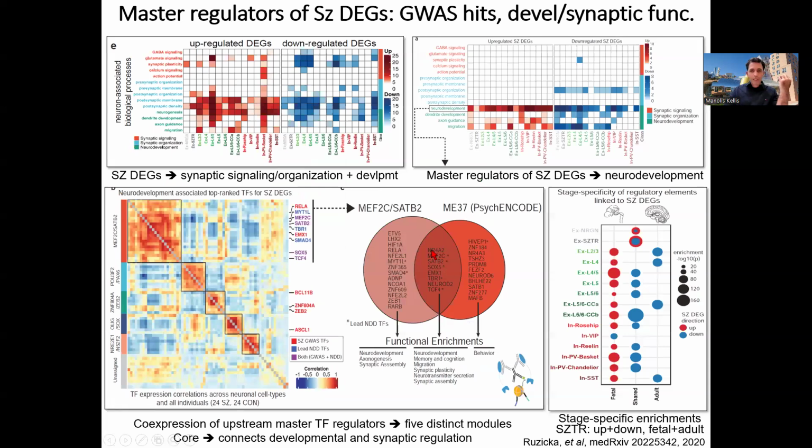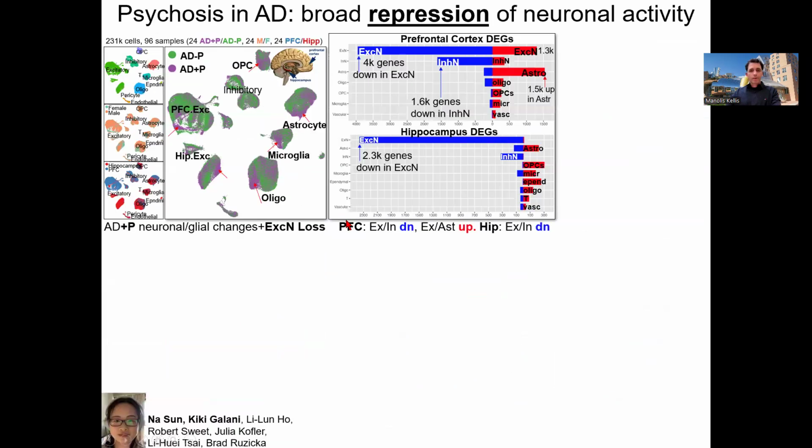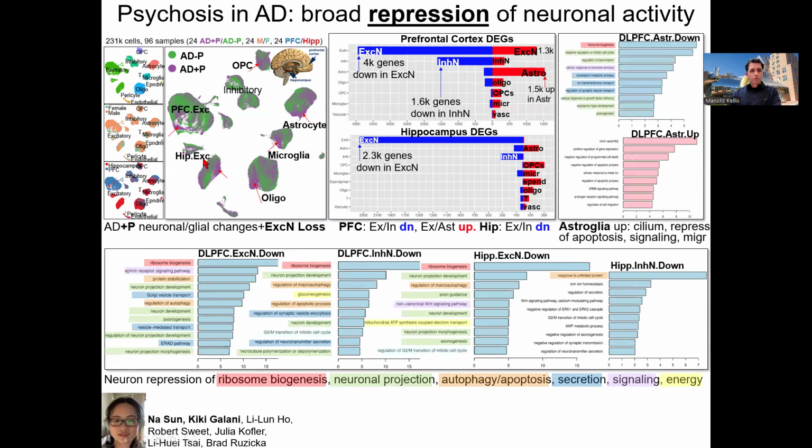Another analysis was looking at the upstream regulators that are upstream of all of these genes that are differentially changing, and then starting to predict what's common between these regulators. You can also start studying genetic effects and so on and so forth.